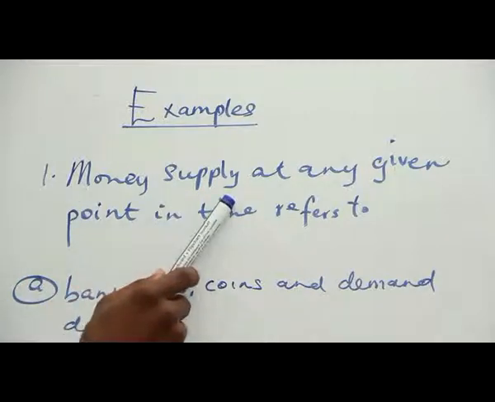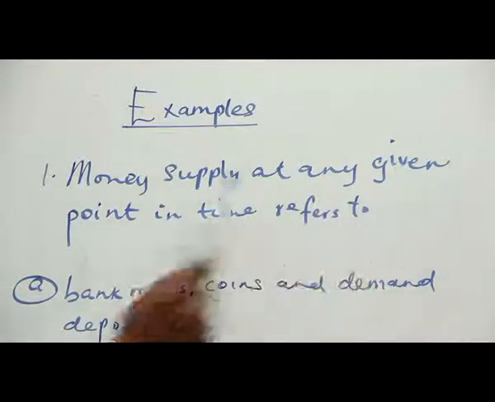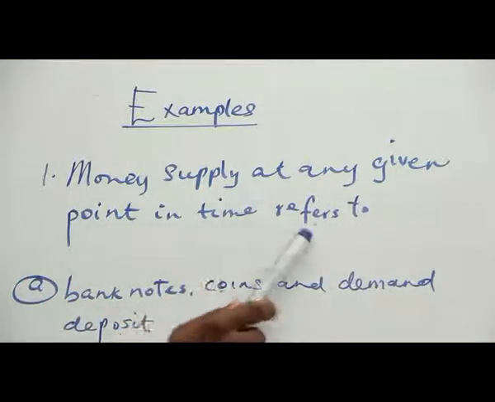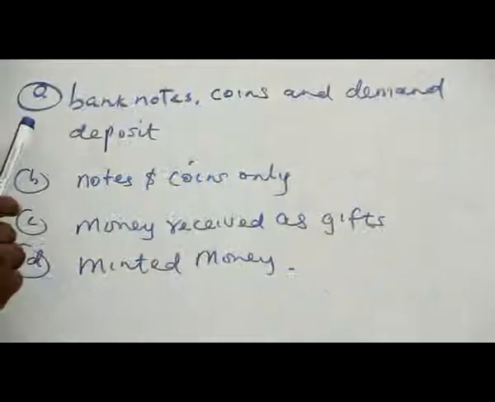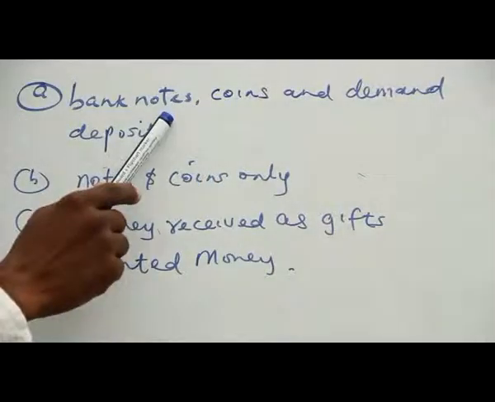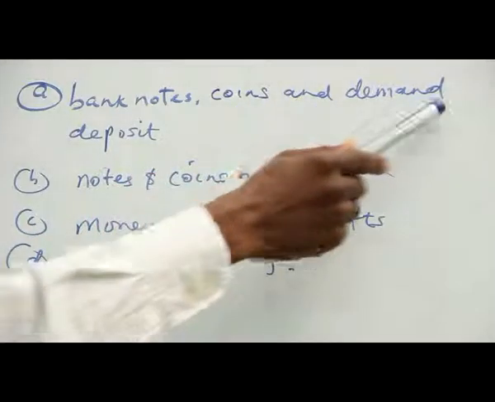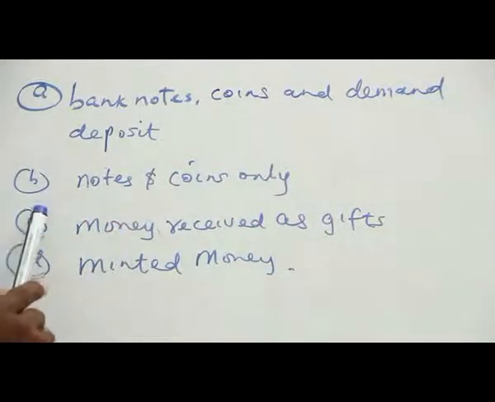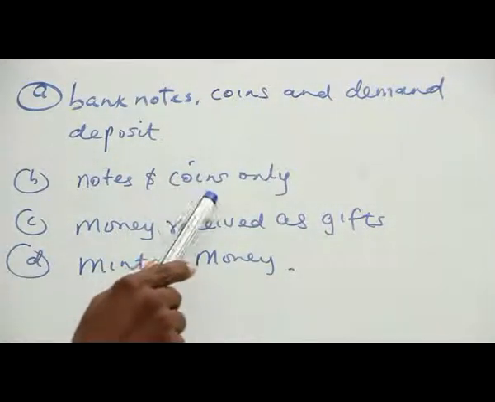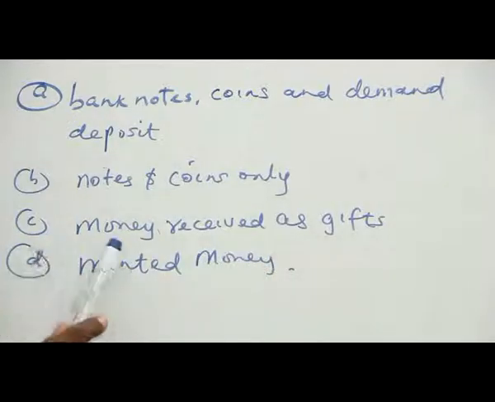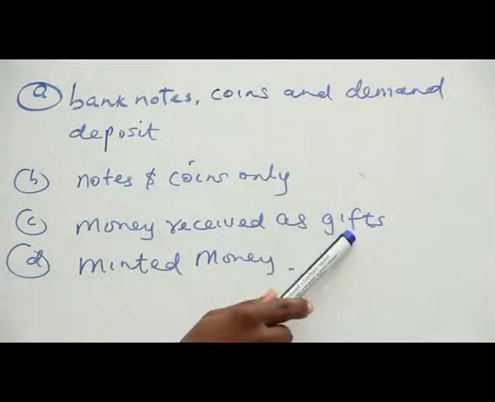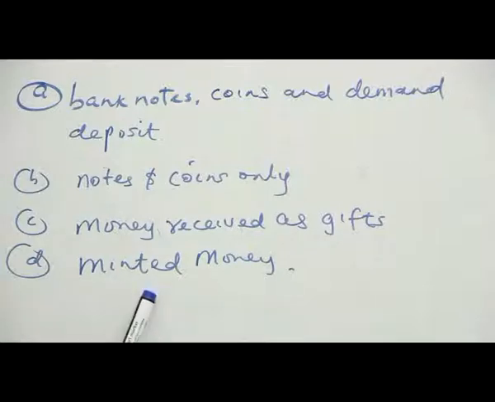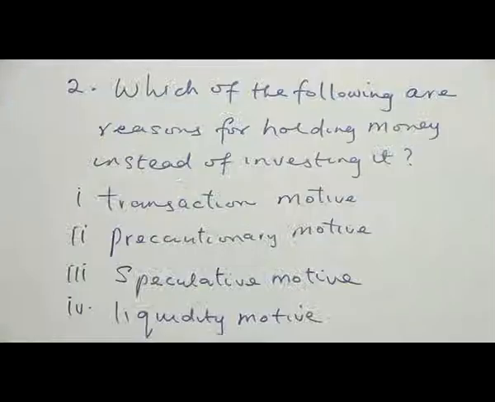Money supply at any given point in time refers to: A. Banknotes, coins, and demand deposits. B. Notes and coins only. C. Money received as gifts. D. Minted money. The right answer is A. Banknotes, coins, and demand deposits.